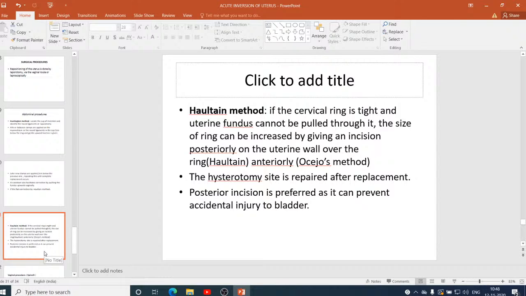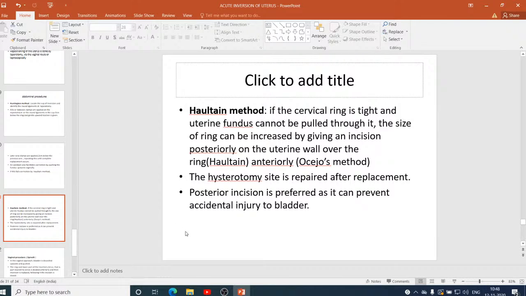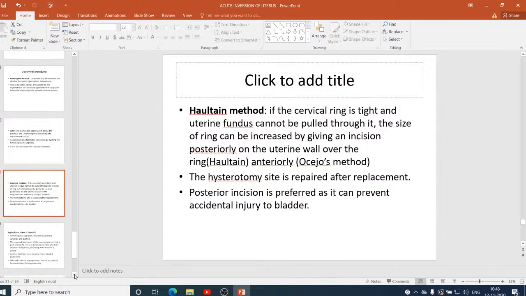In Haultain's method, if the cervical ring is tight and the uterine fundus cannot be pulled through it with the clamps we are using, then the size of the ring can be increased by giving an incision posteriorly on the uterine wall over the ring. If the incision is given posteriorly, it is called Haultain's. If anteriorly we give the incision and correct the uterine inversion, it is Kustner's method. Later the hysterotomy site is repaired and closed. Usually a posterior incision is preferred because accidental injury to the bladder can be avoided.